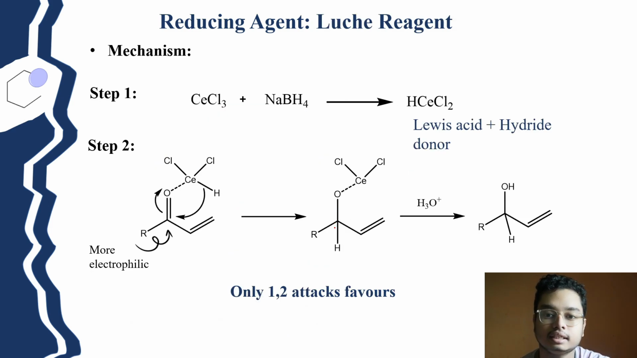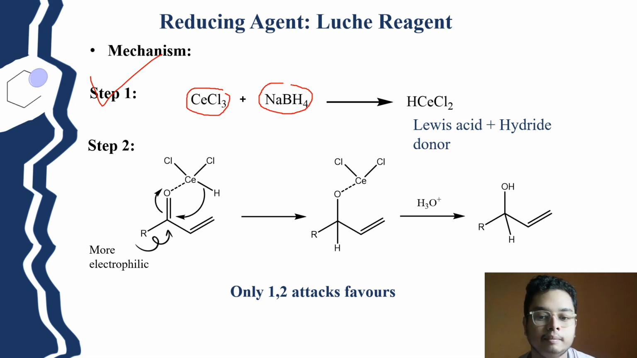So first let us understand the mechanism of this. There are two different mechanisms. In the first mechanism, cerium chloride is mixed with NaBH4 to form this type of compound. Now this HCeCl2 has both properties: it is a Lewis acid due to the presence of the Ce group, and it also has a hydride donor. The hydride donor is nothing but this hydrogen, which will act as the hydride donor now.